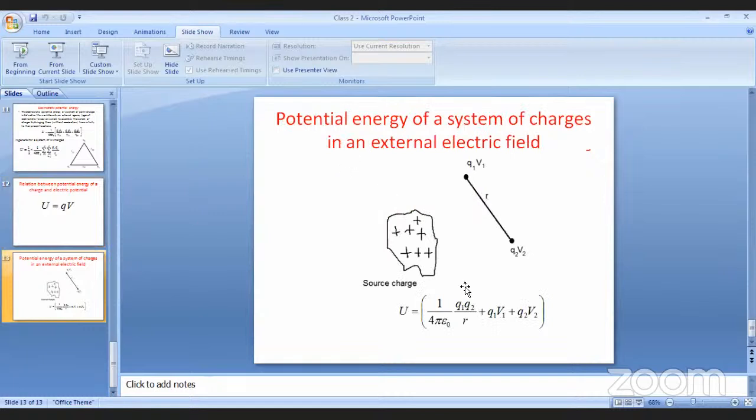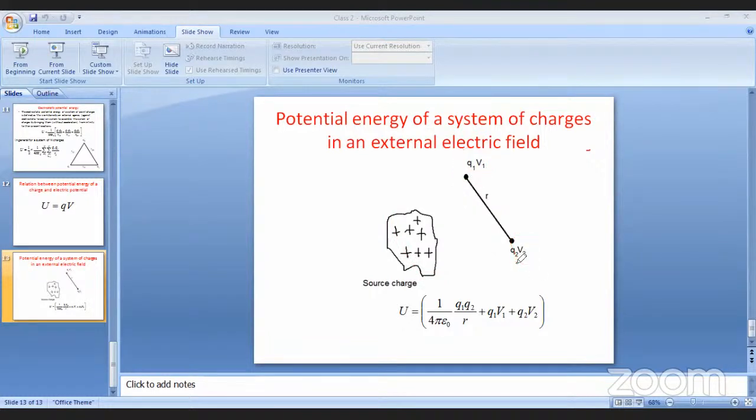And the last topic of today's class is this: you have a source charge here, and two more charges, Q1 here and Q2 here. This source charge can be taken as an external electric field, and these two charges, Q1 and Q2, are considered to be placed in the electric field of this source charge. This source charge produces its own electric field, and moreover, you have to do some work to assemble Q1 and Q2 here also.